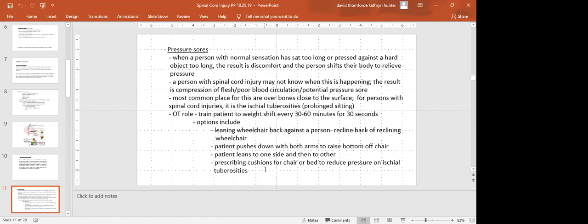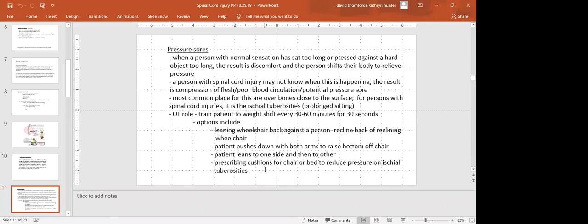So what we try and do is we train our patients to weight shift to remove pressure, to relieve the pressure between the ischial tuberosity and the seat. And the guidelines say 30 to 60 minutes. Every 30 to 60 minutes, you do it for 30 seconds. Now that's a broad range. So basically the patient and the therapist need to become aware of what the range is for the particular person.